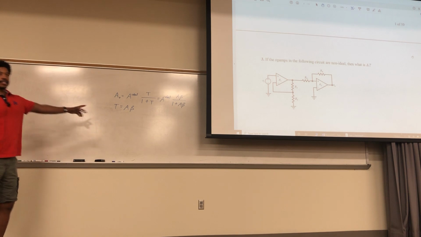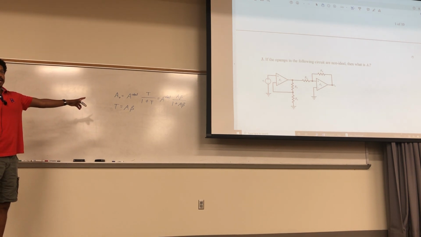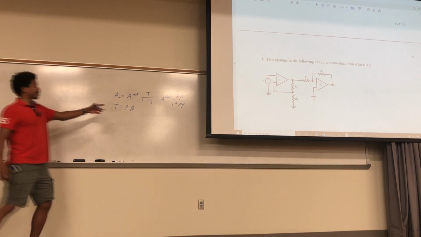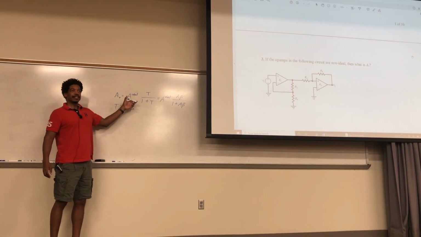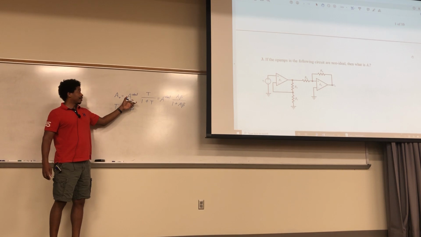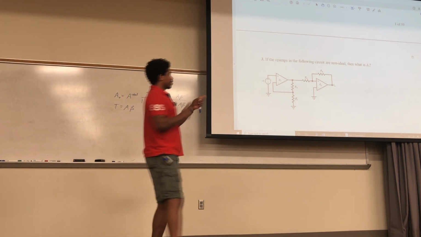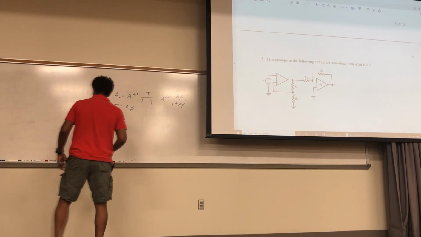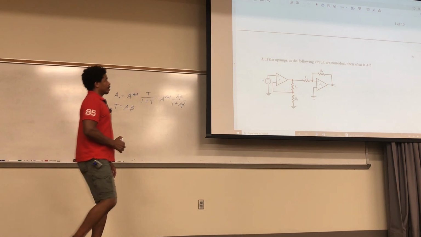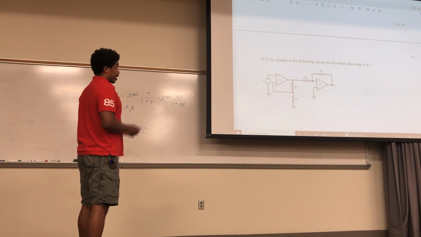Okay, is that for negative feedback or positive feedback? Negative feedback, right? If that was positive feedback, that would be minus. Remember? Okay, so these are like negative feedback systems, and that's what makes them stable. So let's figure out what each one is.